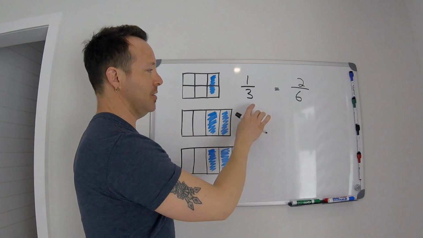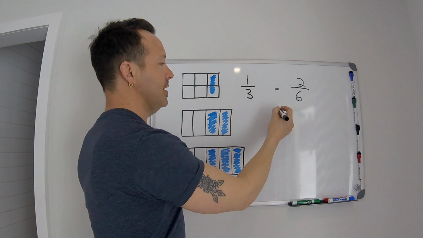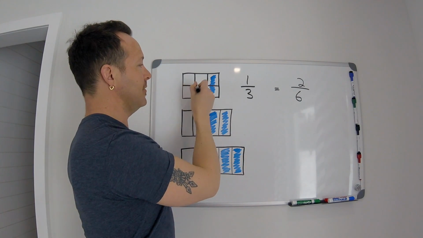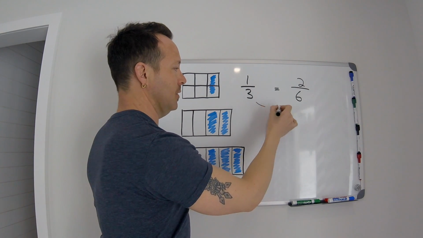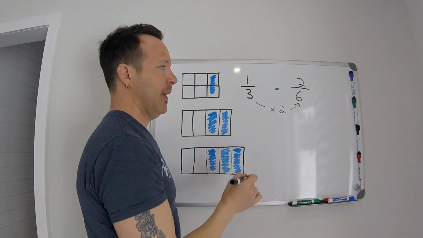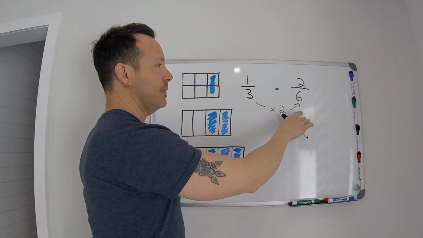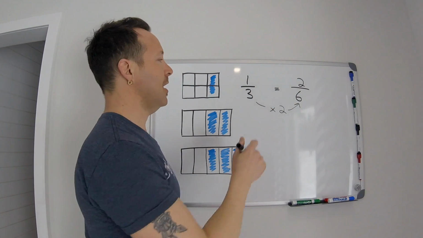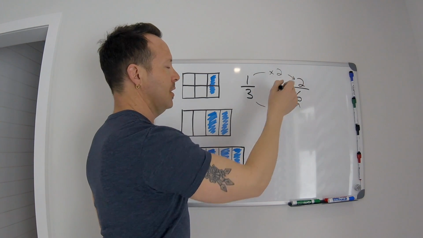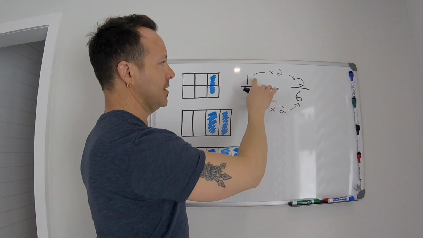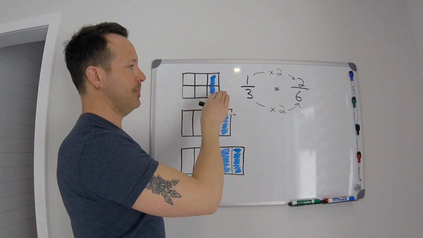How did we do that? Well, let's do our math equation. What times 3 equals 6? Well, 3 times 2. Look, all I did was divide it in 2. So 3 times 2 equals 6. And remember what I just said, whatever I do to the bottom, I'm going to do the exact same thing to the top. So 1 times 2 equals 2. 3 times 2 is 6. 1 times 2 is 2. 1 over 3 equals 2 over 6. Okay, you got that one?